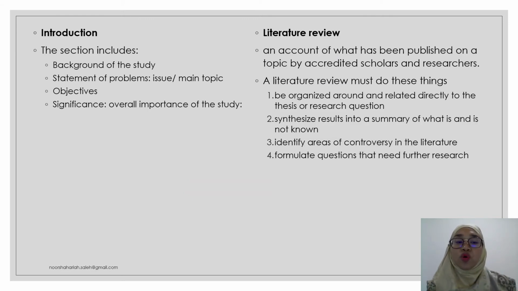Okay, so the introduction would be the first part. Sometimes it is not written as introduction. Possibly the author would write something like background information or background of research. What you will get from the introduction section will be the background of the study. So it's a bit about why exactly the topic or the issue is raised.